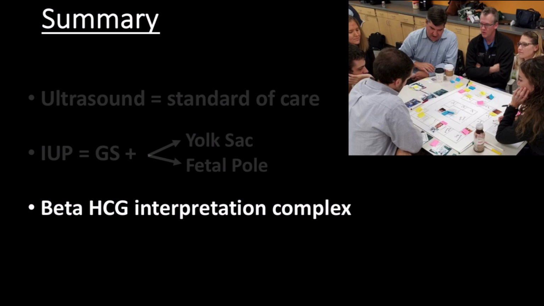Finally, beta HCG interpretation is nuanced and not perfect, which necessitates taking other patient-specific factors into consideration to provide the best plan for the patient. Please understand how discriminatory thresholds are utilized and that ectopic pregnancies can often present at beta levels below these thresholds.